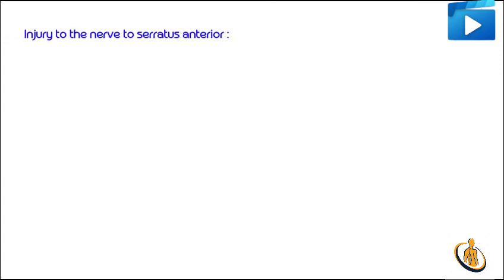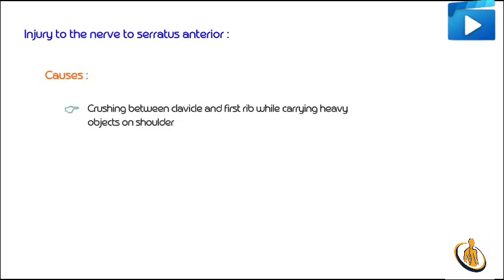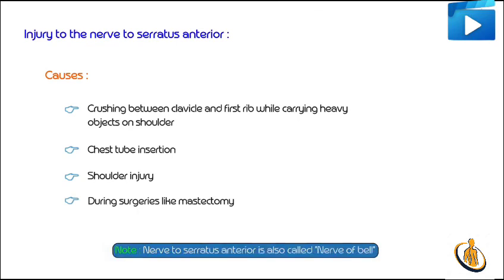The next is injury of the long thoracic nerve, which is also called the nerve to serratus anterior. Here, the long thoracic nerve injury is mainly caused by a crush injury between the clavicle and the first rib while carrying heavy objects on the shoulders. Other causes may include chest tube insertion, shoulder injury, and also surgeries like mastectomy. So, what is the deformity we can see in long thoracic nerve injury?